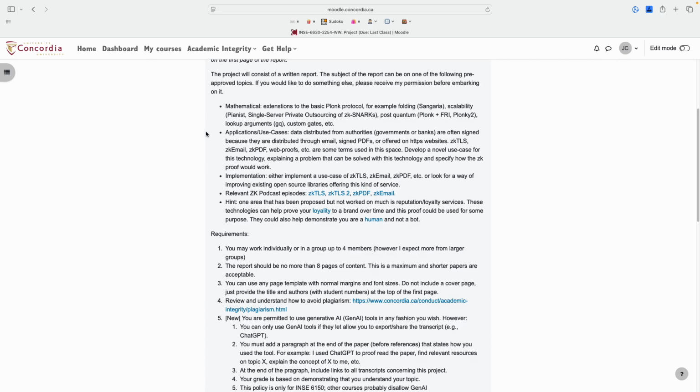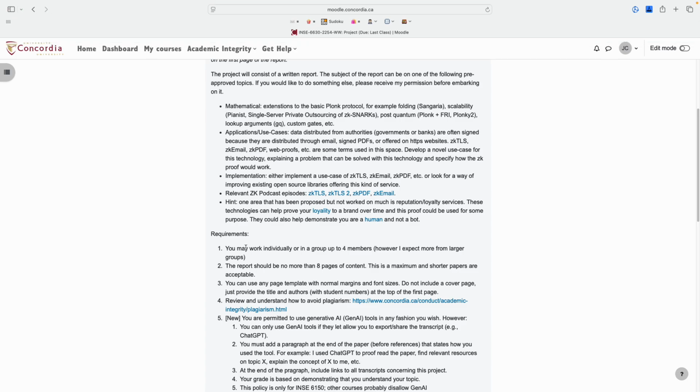Okay? So I split it into three categories. Some of you might want to do something mathematical. Some of you might want to do something more about reasoning, thinking through use cases, as I call it, or applications. And some of you might want to do some implementation or coding. So there's a different stream depending on what you want to do. If you want to do something on the math side or the cryptography side, the protocol that we're covering in this course is called Plonk.